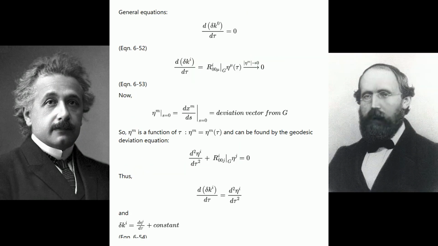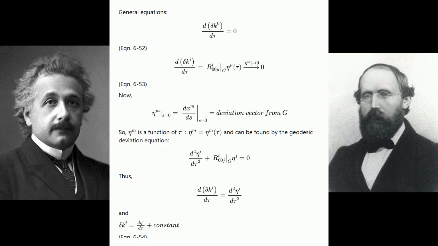General equations, equation 6-52. Equation 6-53. Now see the equation. So, eta to the m is a function of tau: the m of eta equals the m power of eta of tau and can be found by the geodesic deviation equation. See the next equation shown. Thus, see the equation. And delta k to the i equals d eta to the i over d tau plus constant, equation.